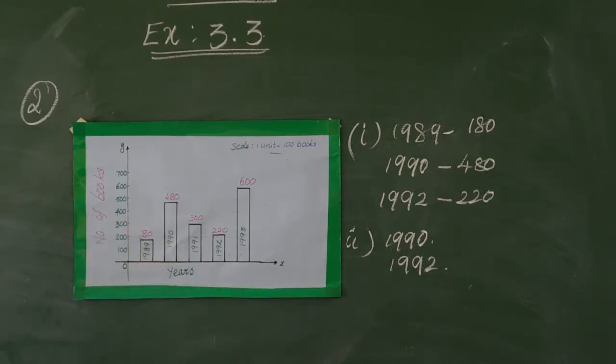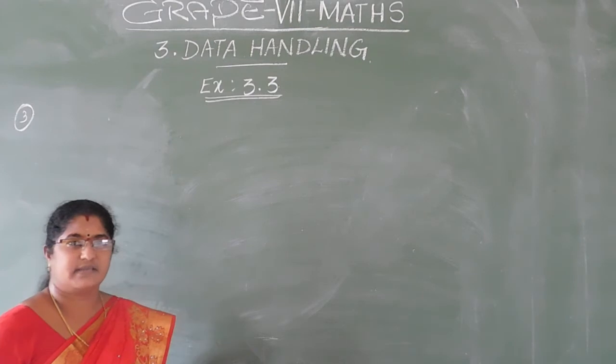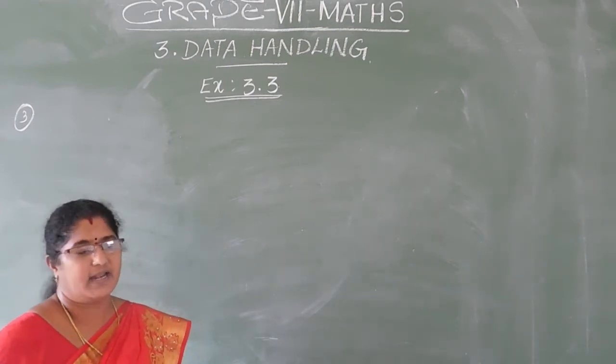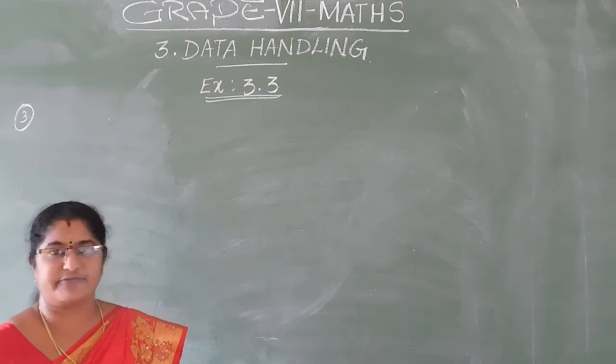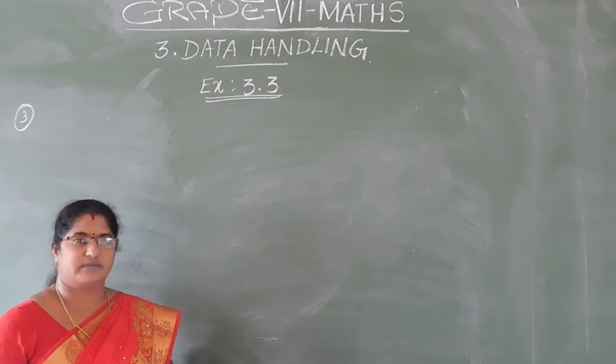Then from the third question onwards, we have to draw our graph in the graph note. So take your graph note. Likewise, in the second question itself, there are two more questions, third and fourth options. See the graph and answer the two questions. Okay, next we will go to the third question.